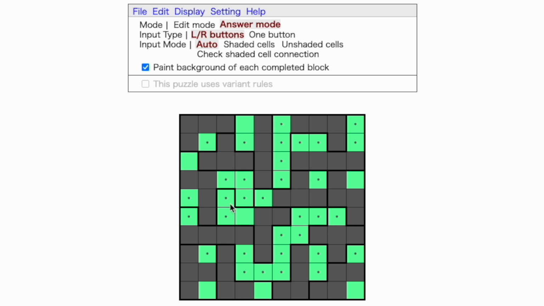And I think we have done it. Let's just double check our adjacencies. We can do a check shaded cell connection to make sure they are all in fact connected. We've got an I, T, L. The T is next to an L, which is next to an I. I is touching, let's see, a T, an L. Here's another L. None of those same shapes are touching.